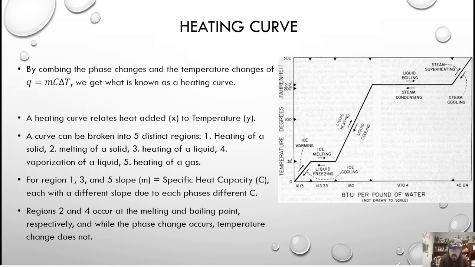But the slope of this line is directly proportional to the C. So the slope is going to be essentially the m times C, because we're looking at the change of T with heat. Also note in regions 2 and 4, where melting and boiling occur, that typically during these phase changes temperature does not change. When you're melting ice, the ice stays at 0 degrees until it's fully melted.